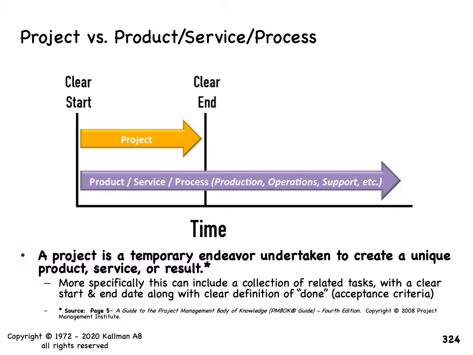And so the only thing that's different between a project or teamwork these days and a product, service, or process is that the project has a clear start and end. That's the only difference. All right. They all use processes. They all have their ways of getting things done. We talk about product management, service management, process management, line management, operational management, support management, and so on.